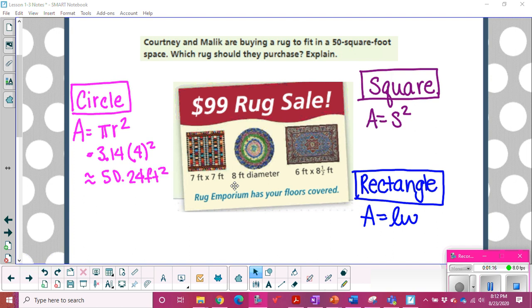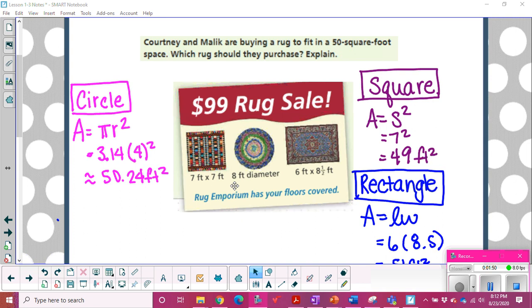Okay, let's go look at the rectangle and the square. The rectangle is length times width. So we know that the length is 6 and the width is 8.5. If we multiply those two together, we will get 51 feet squared. Now let's look at the square. The formula is side squared. The side of the square is 7, so it's just 7 squared, which is 49 square feet.